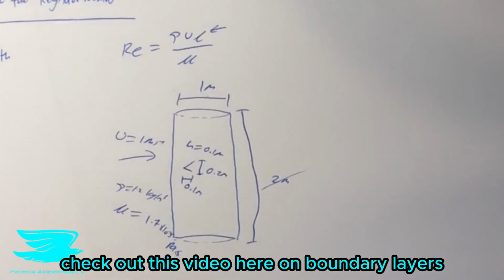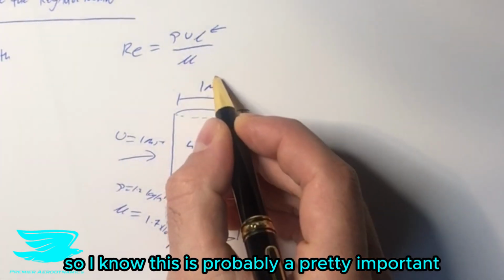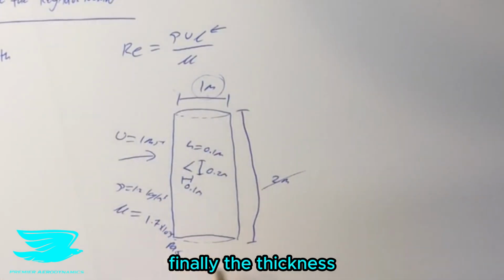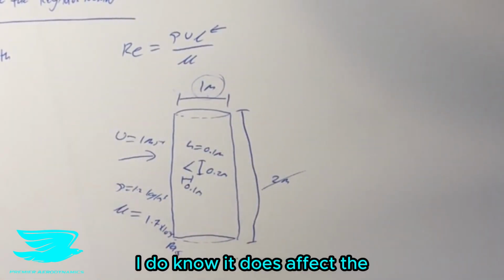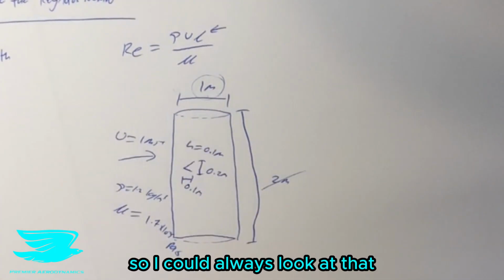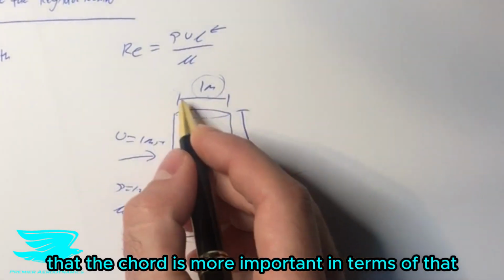And if you don't know that, check out this video here on boundary layers, which we've done in the past. So I know this is probably a pretty important parameter here. Finally, the thickness. I do know it affects the amount that the flow accelerates in terms of the velocity. So I could always look at that, but generally speaking, I know from experience that the chord is more important in terms of that.